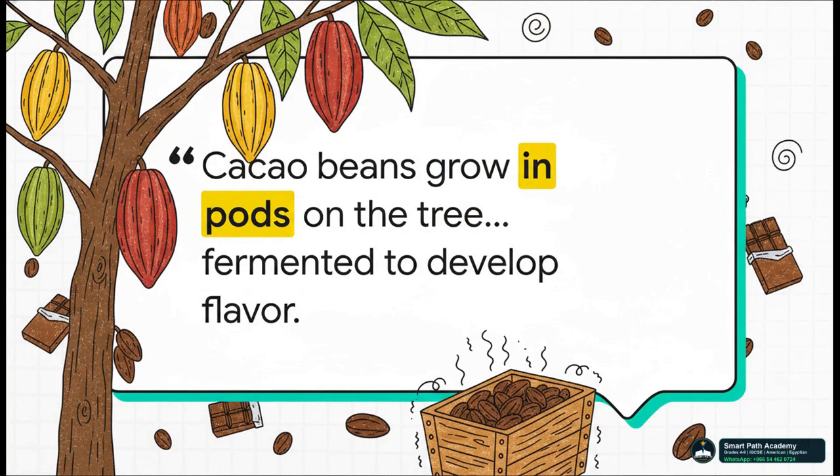Moving on to mission 2. Now we are hunting for false statements about how chocolate is made from cacao beans. The text tells us they grow in pods on the tree and are fermented to develop flavor. Our options to evaluate are A. Cacao beans grow underground, and B. Fermentation develops flavor. Let's check the evidence.